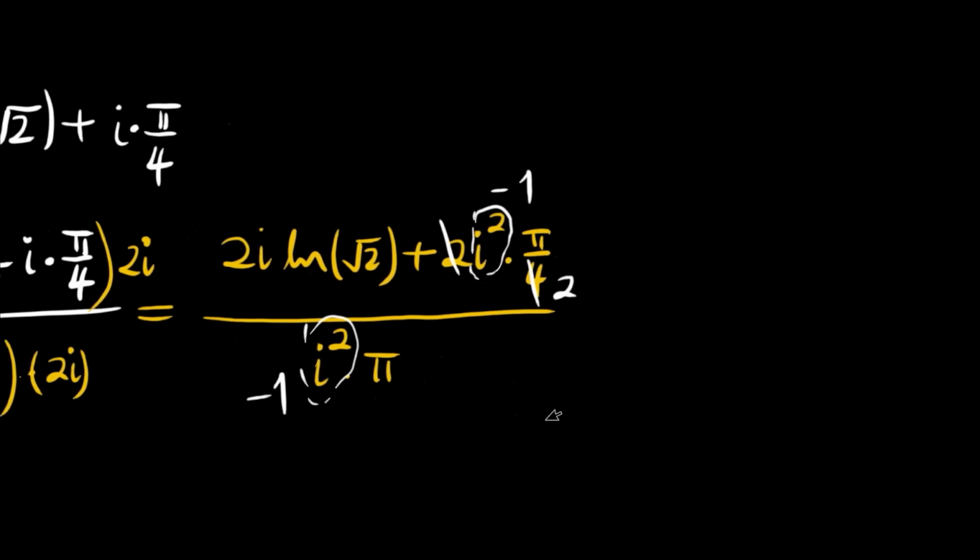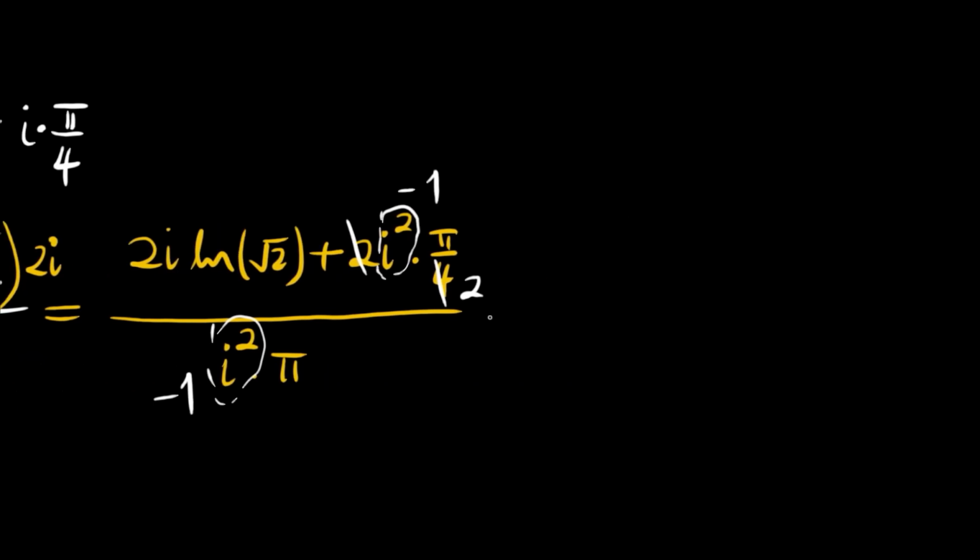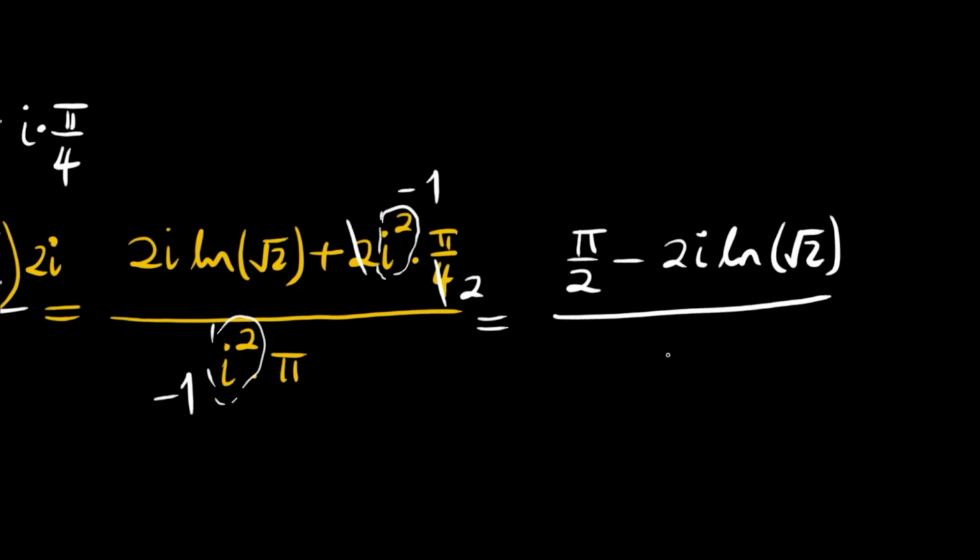So we can write this as, we have negative pi over 2 here. With the negative again, we have pi over 2 minus 2i ln root 2, divided by pi. This is our final result, I guess.